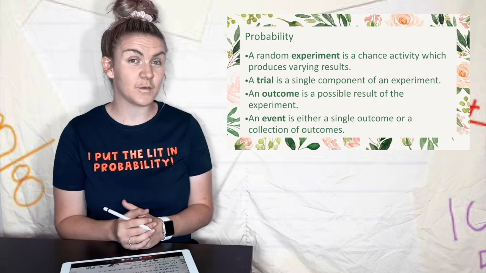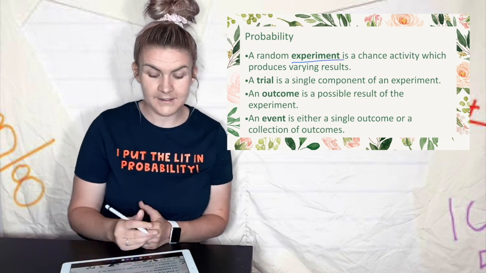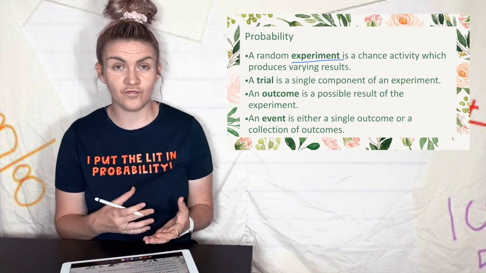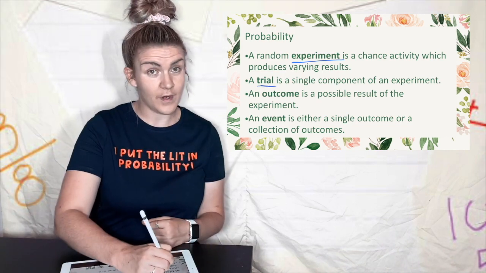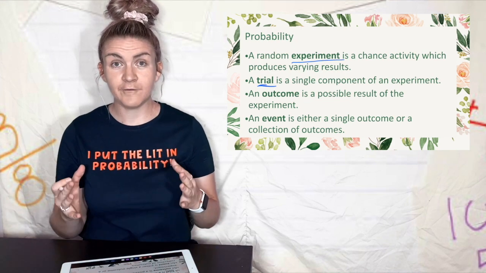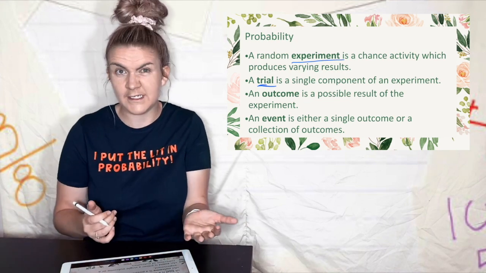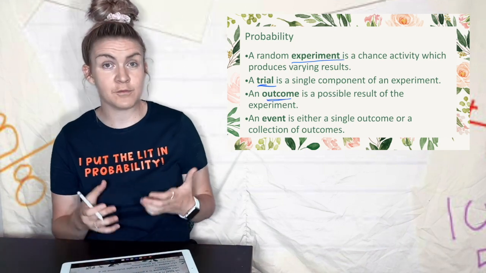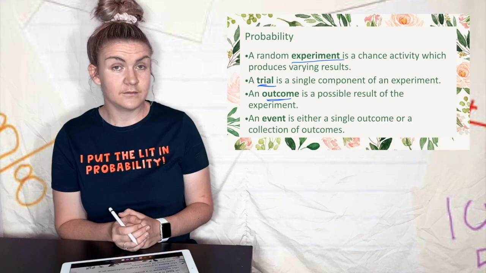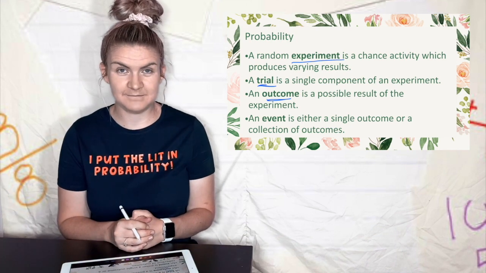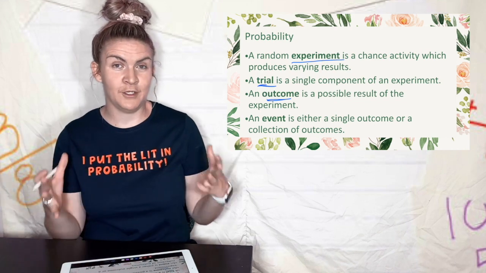We have some words we need to know. Experiment. A random experiment is a chance activity that produces varying results. A trial is a single component of that experiment. For example, flipping a coin, rolling a dice, spinning a spinner. An outcome is a possible result of the experiment, like rolling a 5 or tossing a coin and getting heads. The outcome is all the possible options.